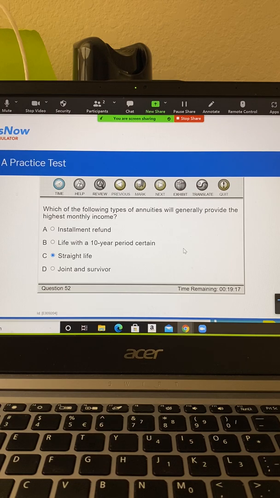No beneficiaries. All right. Say it one more time. Straight life pays the highest monthly income. No beneficiaries. Bam. All right. You got to know that, brother. You got to write it down 50 times. It's going to be on the test. I promise.